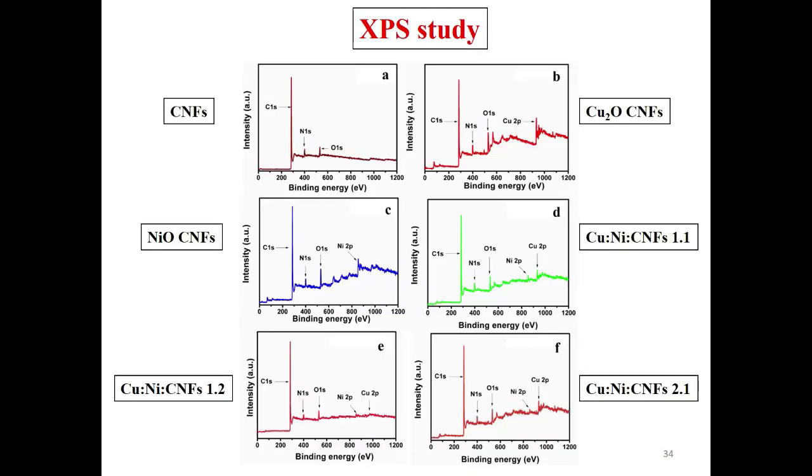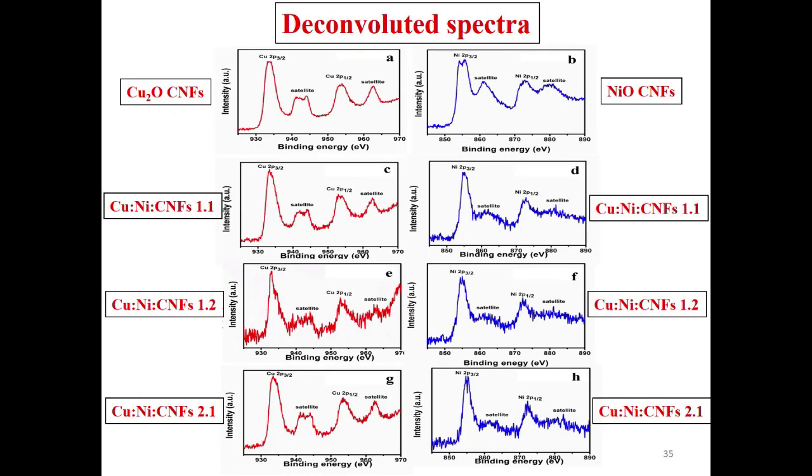These are the XPS studies of all the nanomaterials we have synthesized, that is cuprous oxide, nickel oxide, and copper nickel carbon nanofiber from the ratio 1:1 to 2:1. This is the deconvoluted spectra. The deconvoluted spectra show a tremendous change in the binding energies with the change in the ratio of copper and nickel. And after the carbonization, the effect is very effectively observed in case of this particular material.